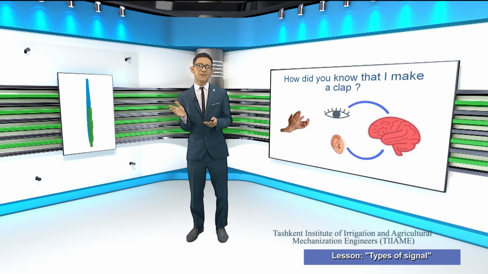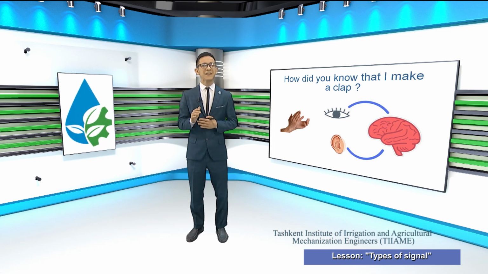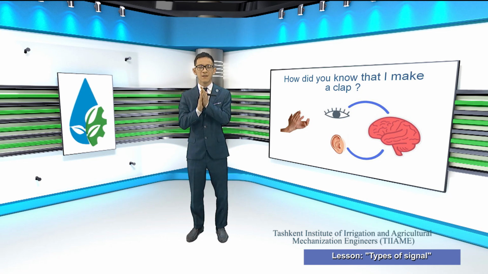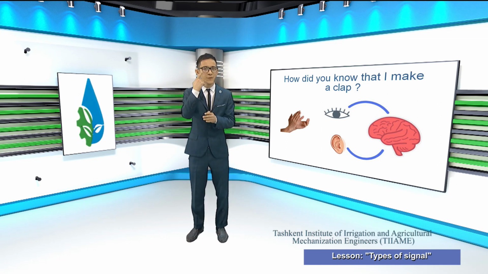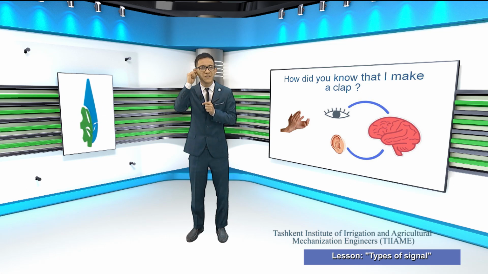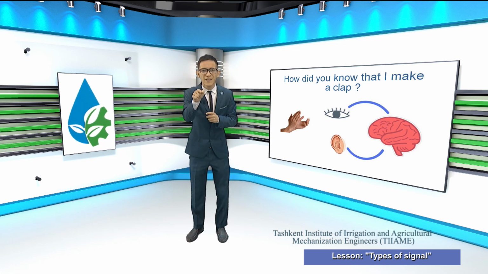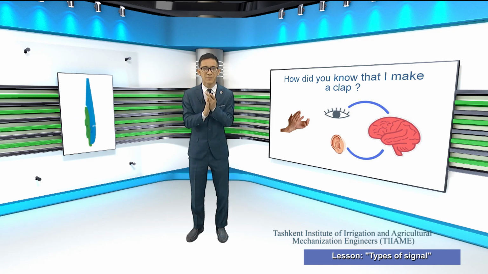But first of all, to understand this theme, to make a good introduction, let's do a little experiment. How do you understand that I make a clap? Of course, you see with your eyes the movement I make with my hands, and then you hear this sound with your ears. But what if I told you that everything you see and hear is signals? Without signals, your mind could never understand that I make a clap.